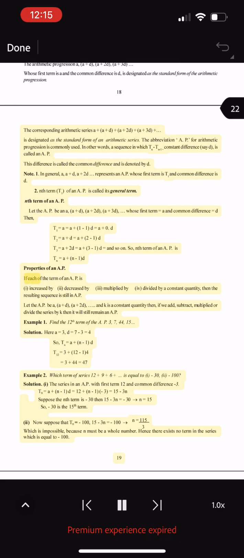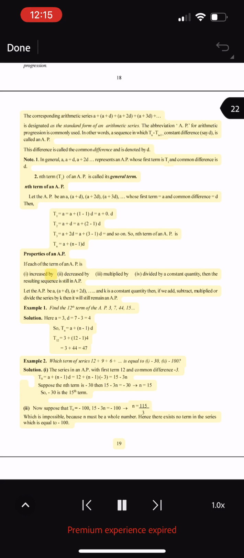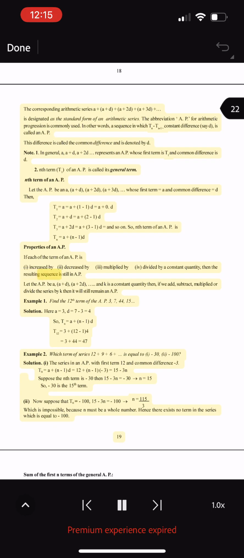Properties of an AP: if each term of an AP is increased by 2, decreased by 3, multiplied by 4, or divided by a constant quantity, then the resulting sequence is still an AP. Let the AP be a, a plus d, a plus 2d, and k is a constant quantity. Then if we add, subtract, multiply or divide the series by k, it will still remain an AP.